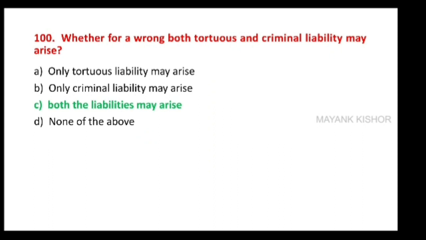And the last question of part 2, question number 100. Whether for a wrong both tortious and criminal liability may arise. And options are option A only tortious liability may arise, option B only criminal liability may arise, option C both the liabilities may arise, and option D none of the above. And the correct answer is option C, both the liabilities may arise.